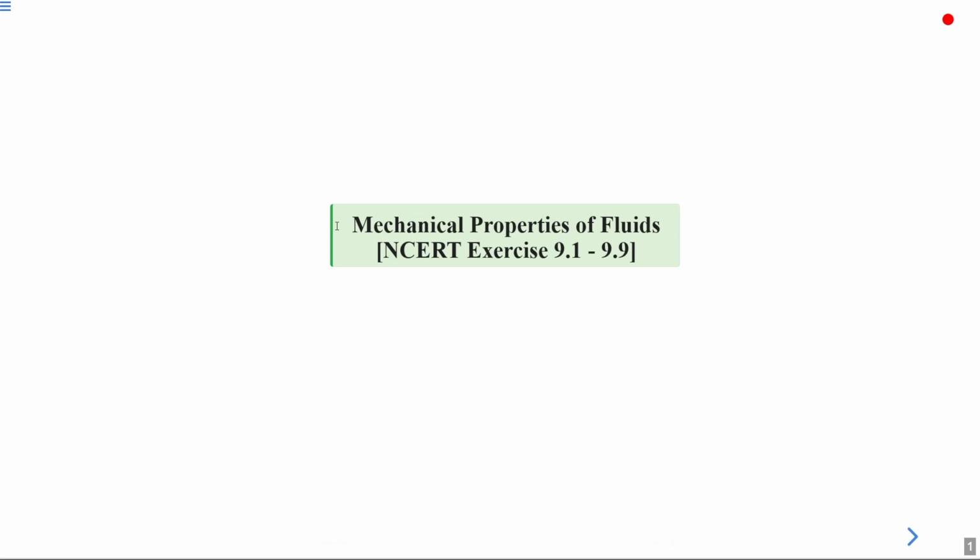Hello students, in today's lecture we are going to solve NCERT exercise problem on mechanical properties of fluids.